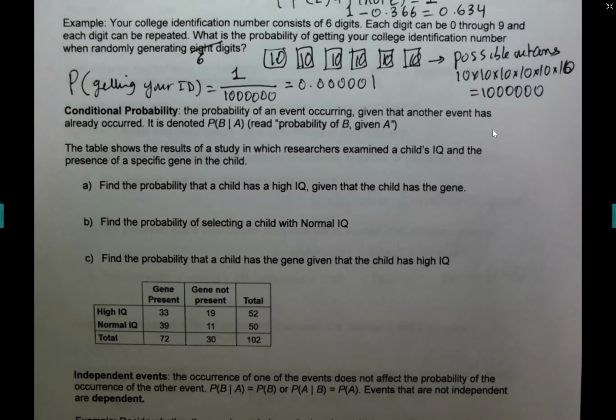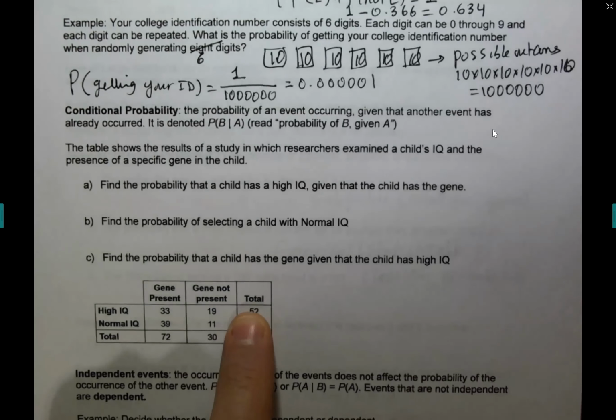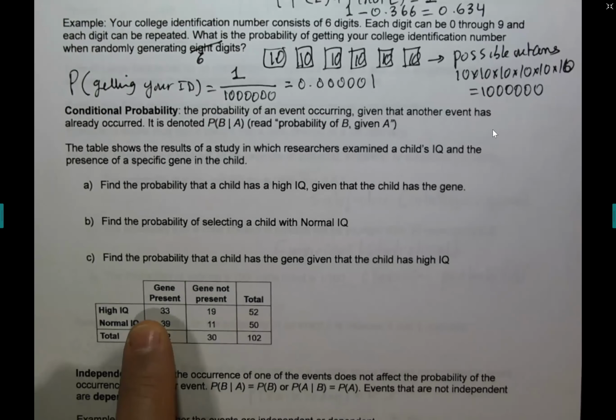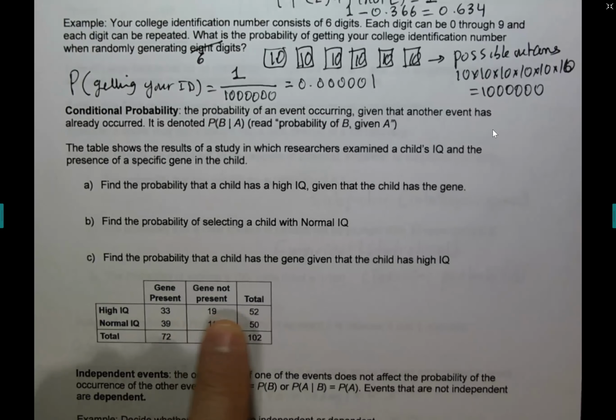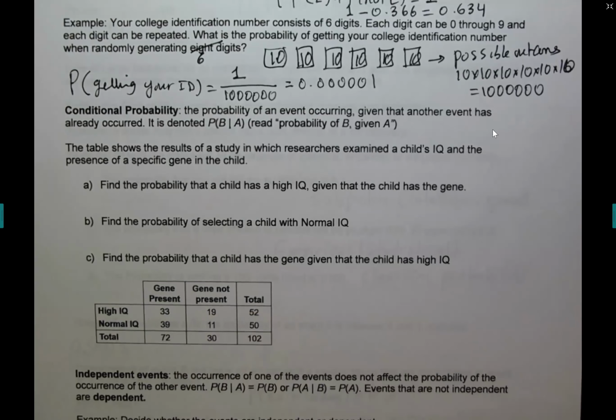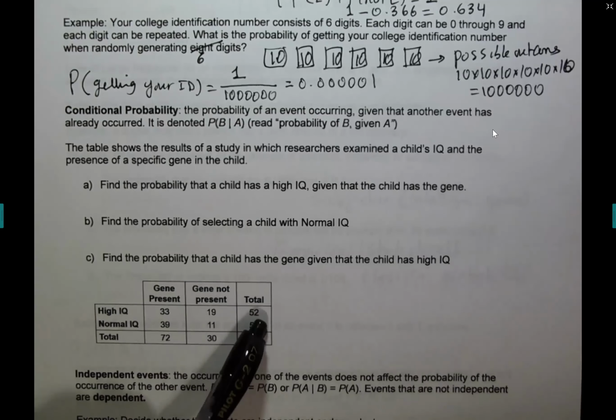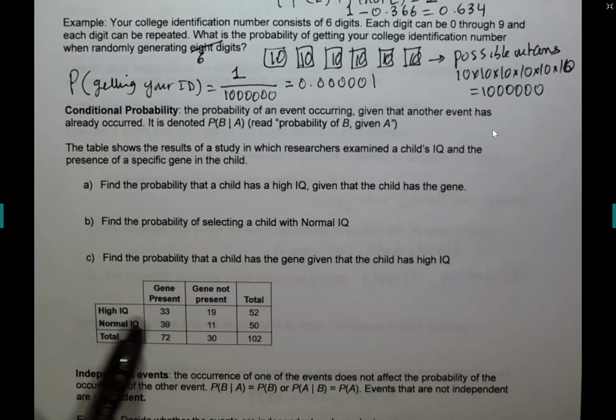For example, guys, if I ask you what does the number 52 mean right here, how would you explain that? What is 52? 52 is the result of adding 33 and 19. What does it mean? Would anyone tell me? The number of people who have the high IQ. Exactly. It's the number of children who have high IQ. 50, guys, means the number of children who have normal IQ.